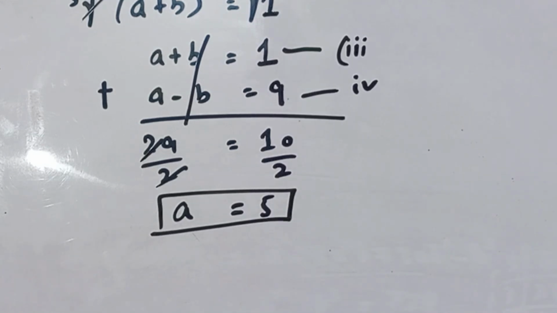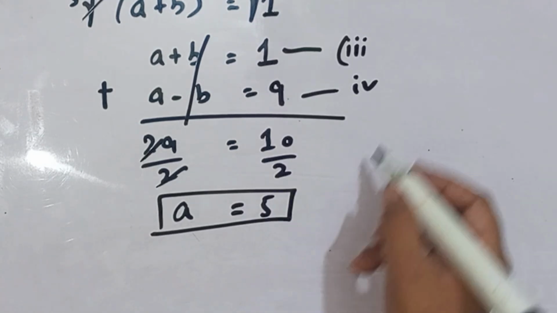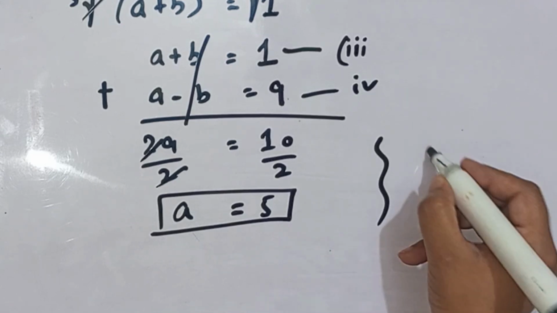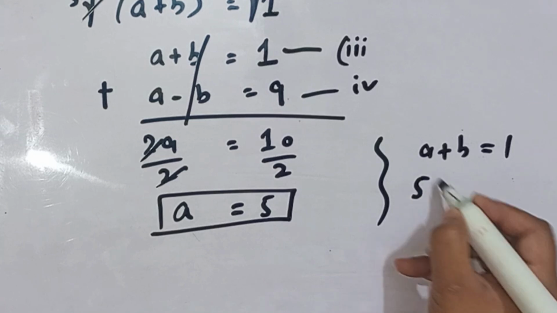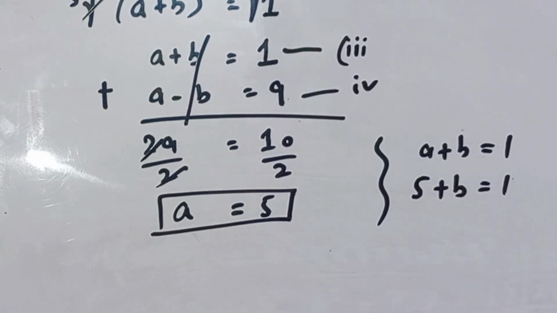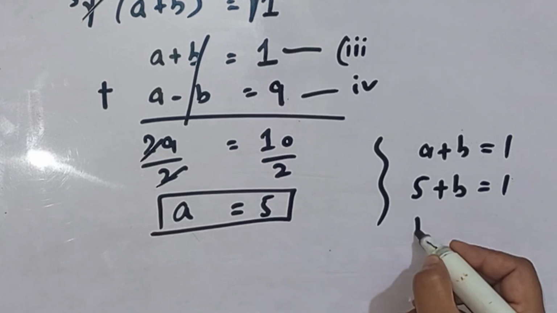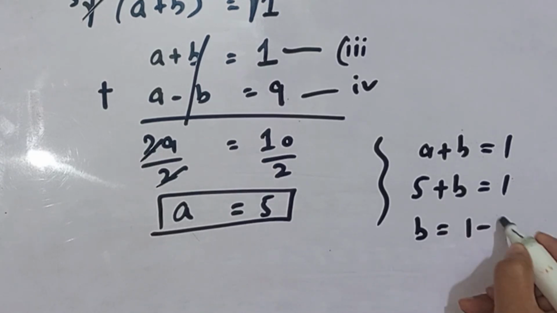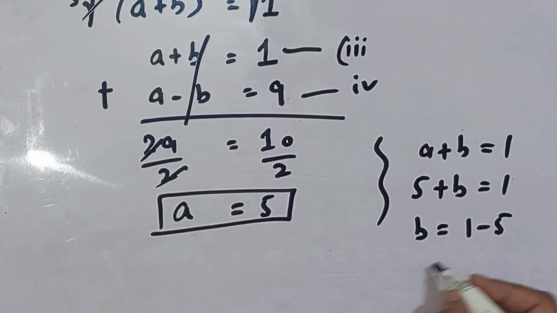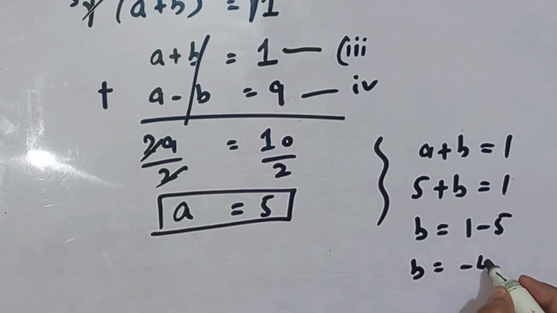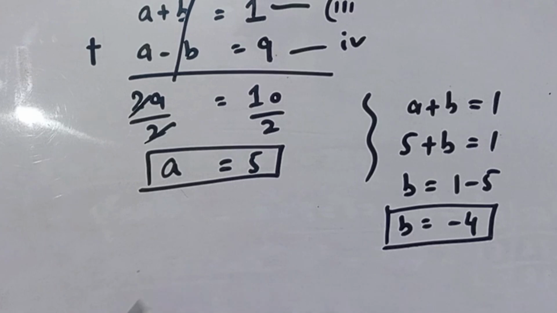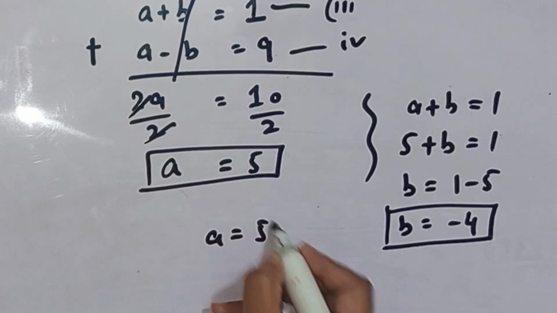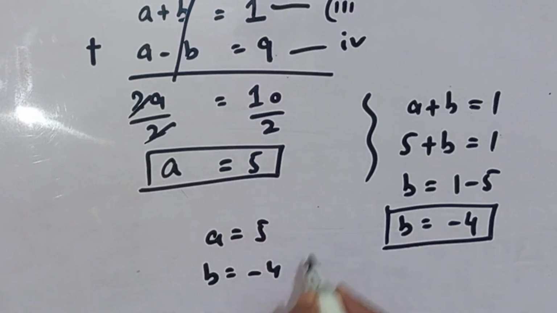Now we find the value of b. For this we use equation 3, which is a plus b is equal to 1. And a is 5, so here we write 5 plus b is equal to 1. In the next step we subtract 5 on both sides of this equation. Then we get b is equal to 1 minus 5, so this is equal to negative 4. The value of b in our question is negative 4. So a is 5 and b is negative 4.